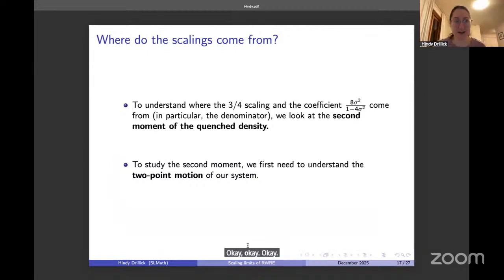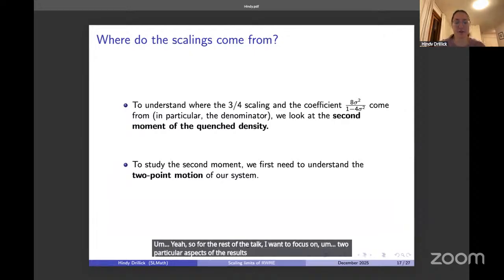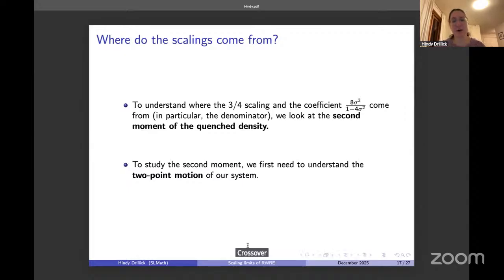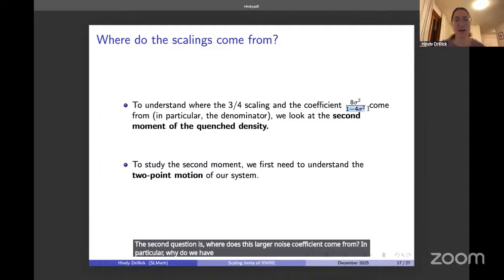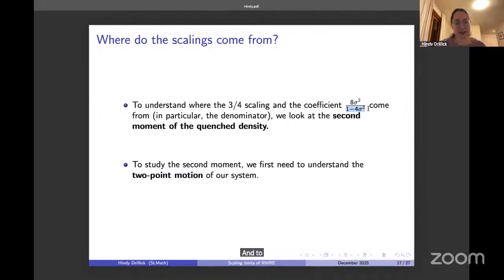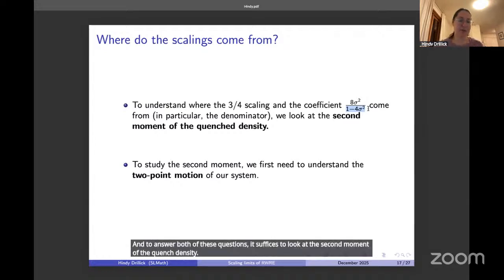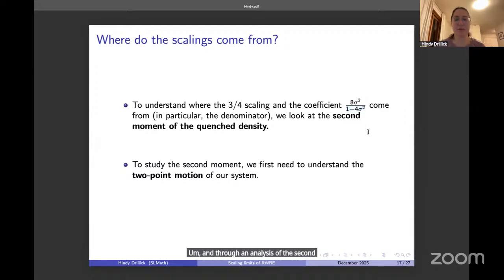Okay. Yeah. So for the rest of the talk, I want to focus on two particular aspects of the results. So of course, two natural questions are, where is this 3/4 coming from? Like, what is special about 3/4? Why is it at that scale that we see this crossover? And the second question is, where does this larger noise coefficient come from? In particular, why do we have this denominator, which makes the noise larger in the limit? And to answer both of these questions, it suffices to look at the second moment of the quench density. And through an analysis of the second moment, we can answer both of these questions.